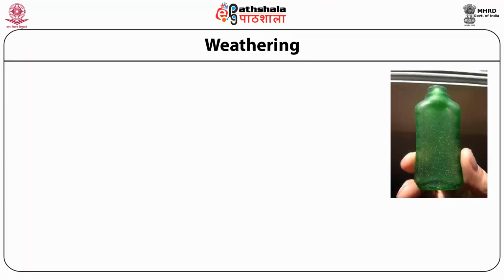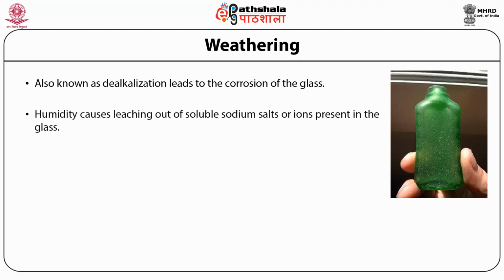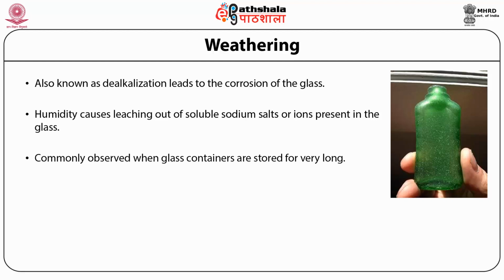Withering. Now let us discuss what withering is and how it creates a problem when we are using glass as a packaging material. Withering is also known as de-alkalization, and it leads to corrosion of the glass. Humidity causes leaching out of the sodium salts or iron present in the glass. It is commonly observed when glass containers are stored for a very long time.